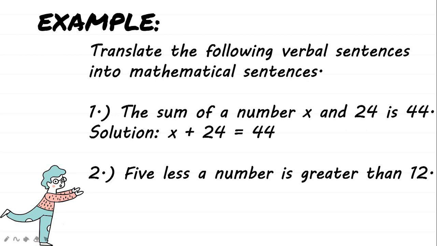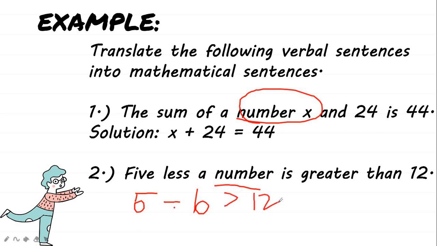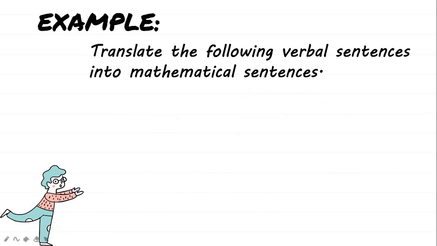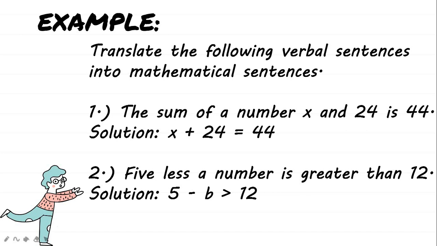Let's have number 2. 5 less a number is greater than 12. For example, we use the variable b because the number is not stated, unlike in number 1, the number x. In number 2, we have a number only, so we can use any variable to represent that number. So 5 less a number is greater than 12. Okay, so that is for number 2.